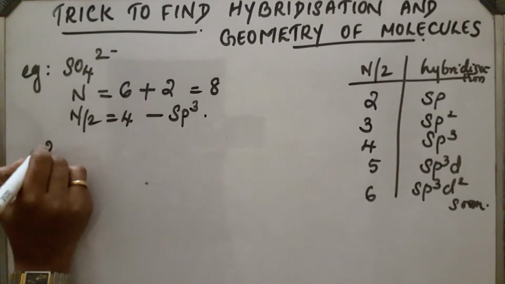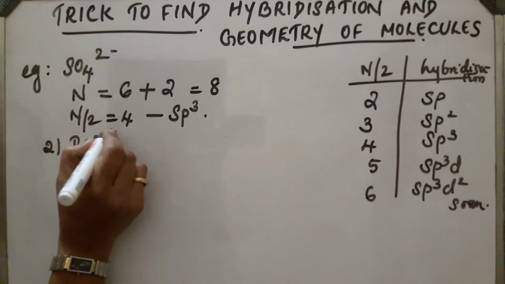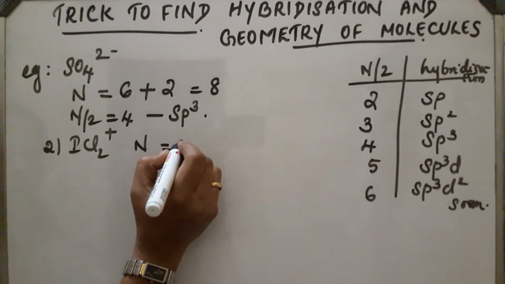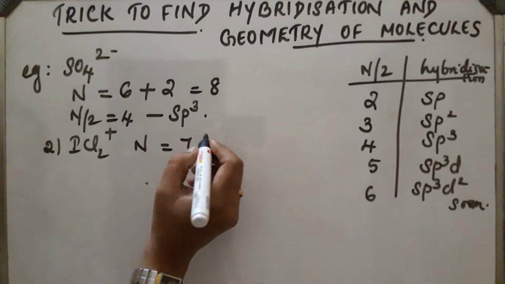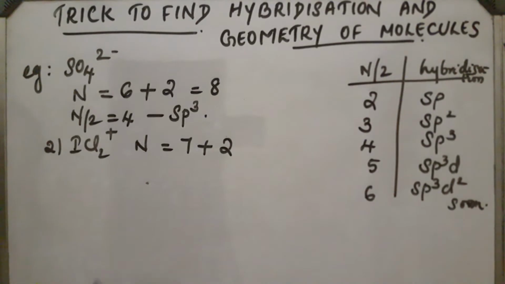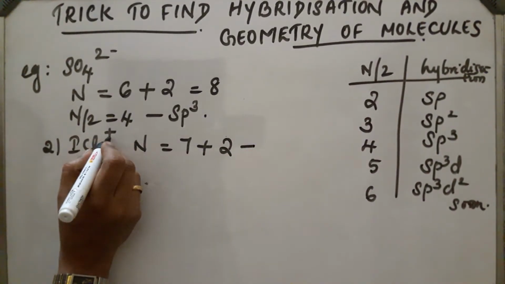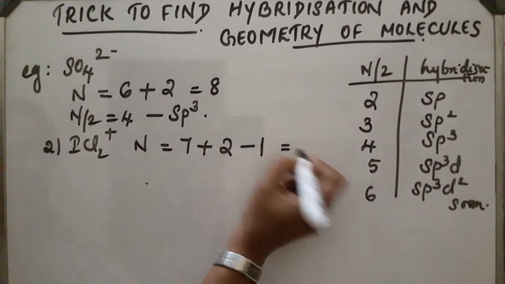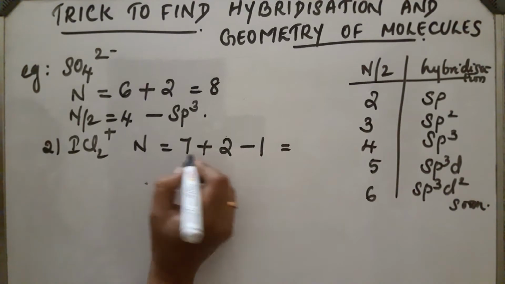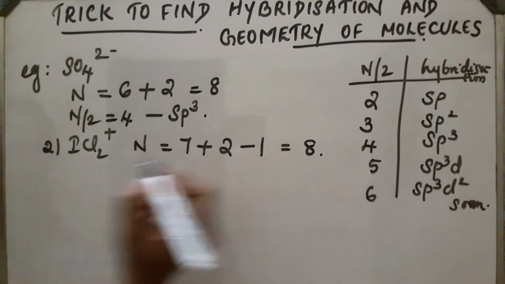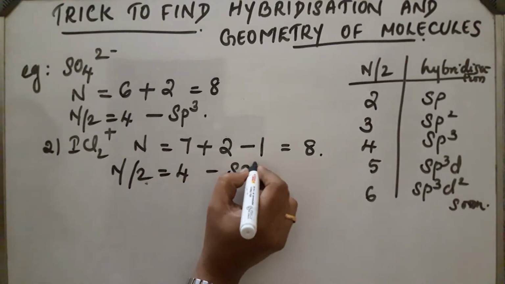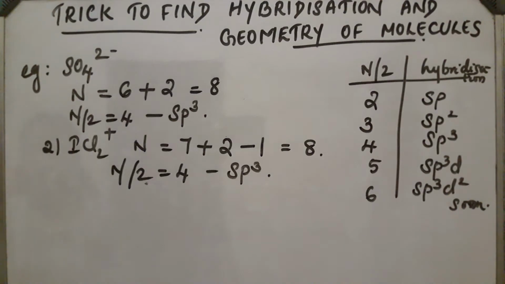Next, second example, ICl2 plus. Here iodine is the central atom and contains 7 valence electrons. Chlorine is a monovalent atom, and 2 monovalent atoms are present. Here it is a plus charge, so we have to subtract 1. So 7 plus 2 is 9, minus 1 is 8. So n by 2 is equal to 4. This compound is sp3 hybridized.